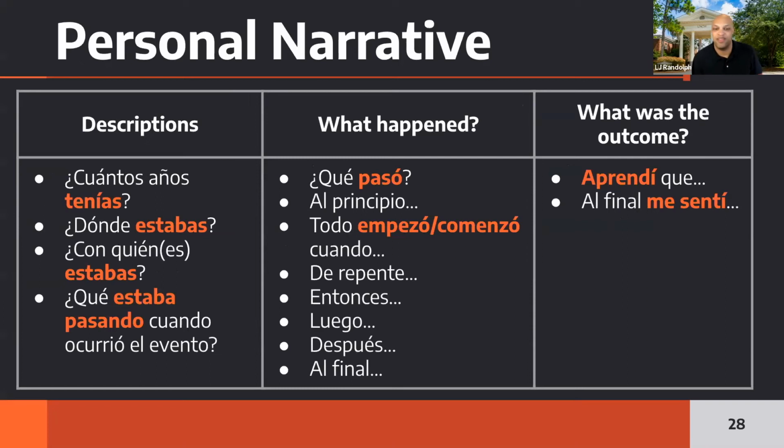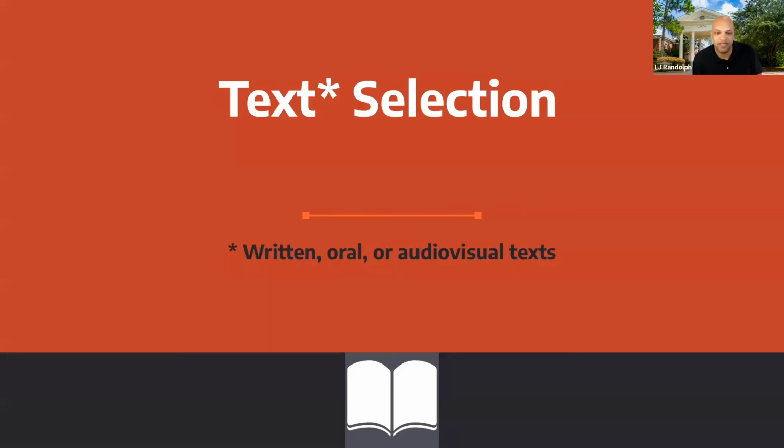Okay, so if you're talking about descriptions, Spanish has two past tenses, the imperfect and the preterite. So how might you, based on the examples that we saw in the songs, describe the way things were? How might you describe what happened? And then how might you talk about what the outcome was?